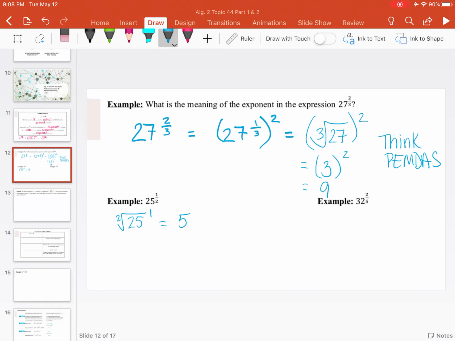If we have 32 to the 2/5, this is the 5th root of 32 squared. Now in order to simplify this, what number times itself again, times itself again, times itself again gets you 32? x to the 5th gets you 32. So what should x be? Well, that is 2. But then we still have to square it. 2 squared gives us 4.